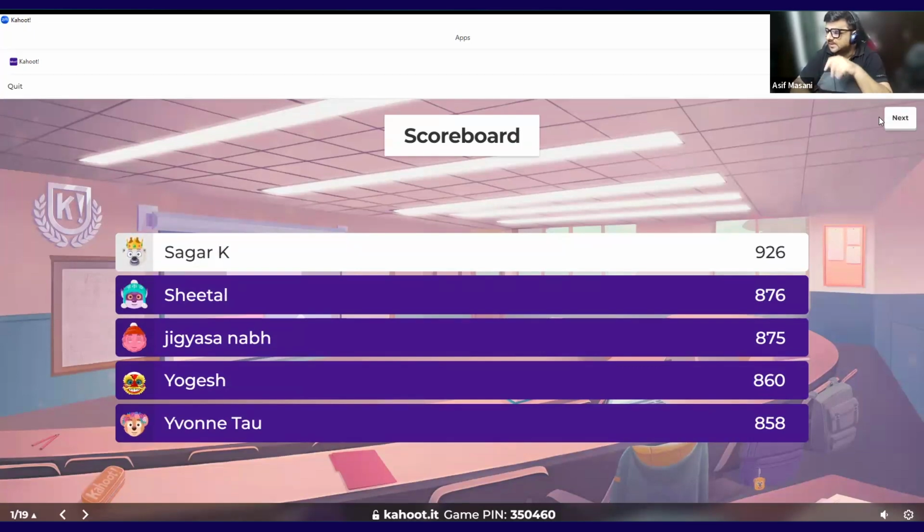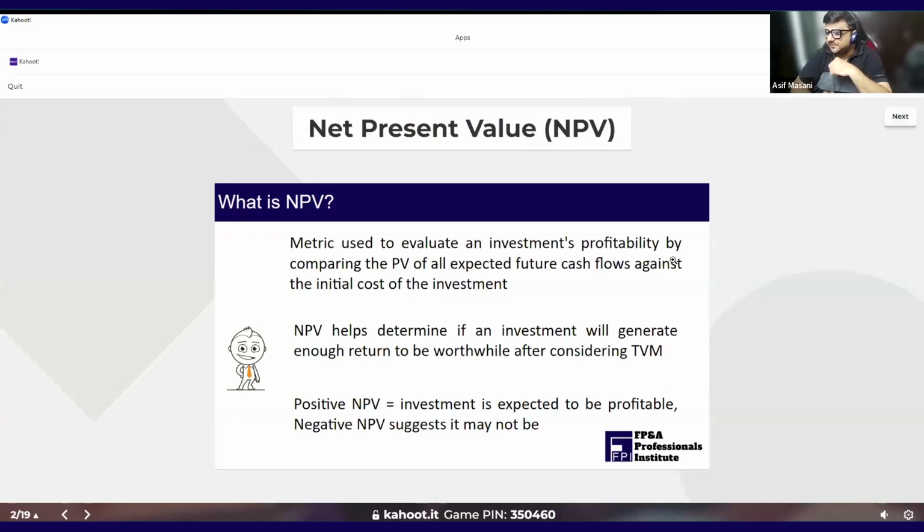So we'll come back to NPV and then we move to the next question. NPV, as most of you know, is the most common metric in capital budgeting, which is used to evaluate any investment's profitability by comparing two things. It compares the present value of all expected future cash flows against the initial cost of investment. So that's what the NPV does.